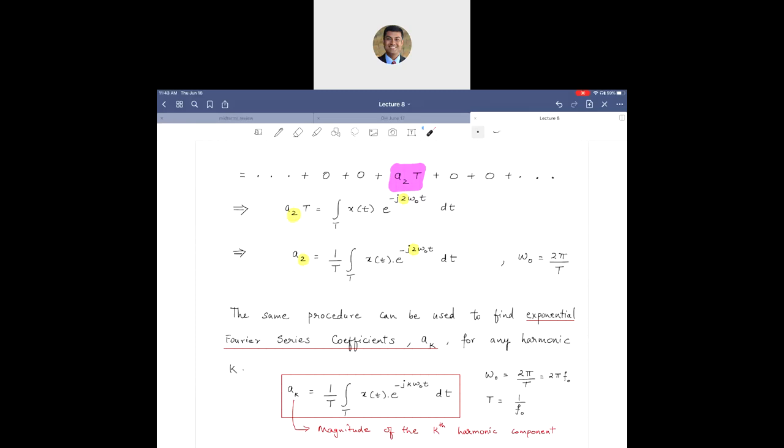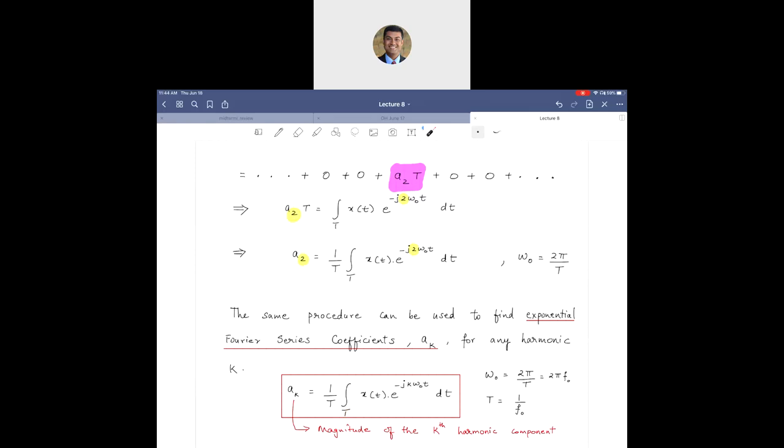All right, so the numerical problems related to Fourier series will more or less focus on evaluating a sub k's. A couple of things that I want to mention over here. One is, when you look at this integration over one time period, this is a choice. This is up to you, because there is more than one time period.